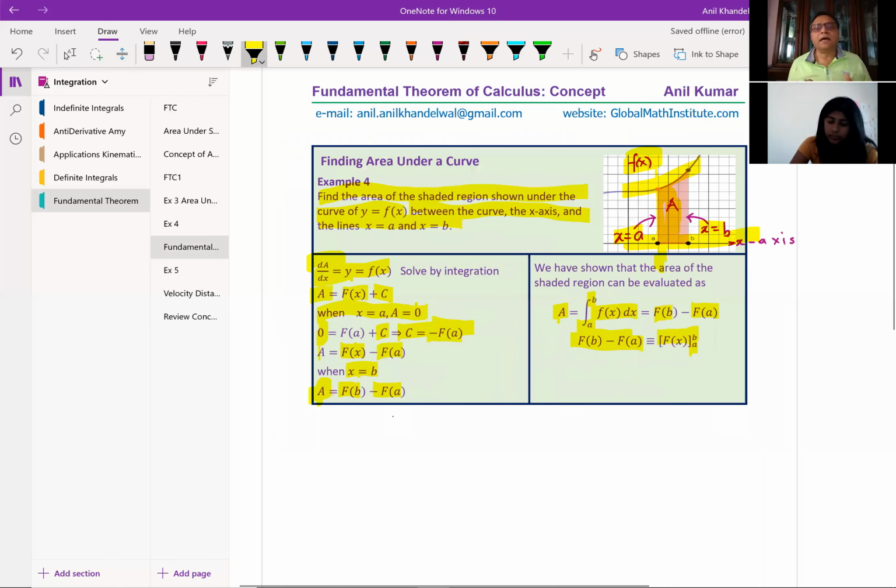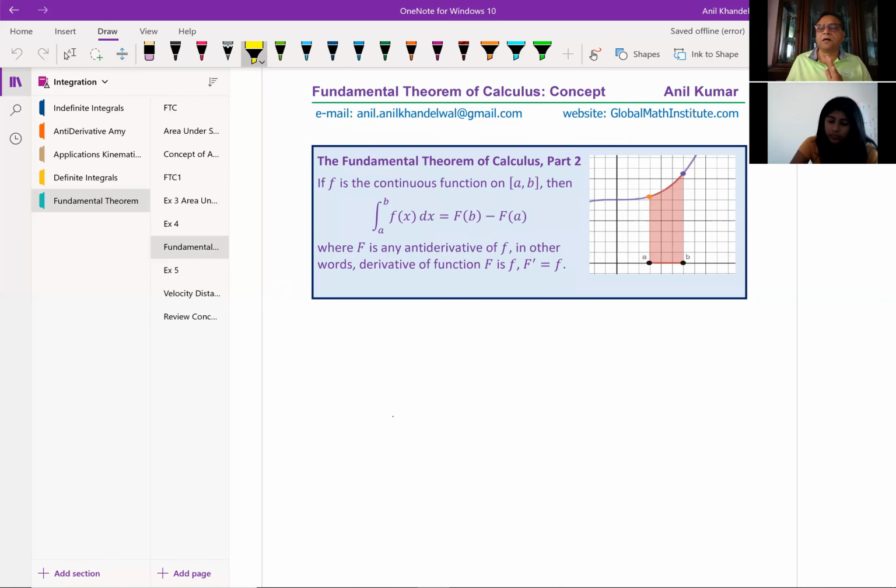And this is stated as the fundamental theorem of calculus part 2, which is: if f is a continuous function on a to b, both included, then the integral of f of x dx is the value of F at b minus the value of F at a, where F is an antiderivative of the function. In other words, the derivative of the function F is the function. The antiderivative of that area is the function. This is what we are trying to say.